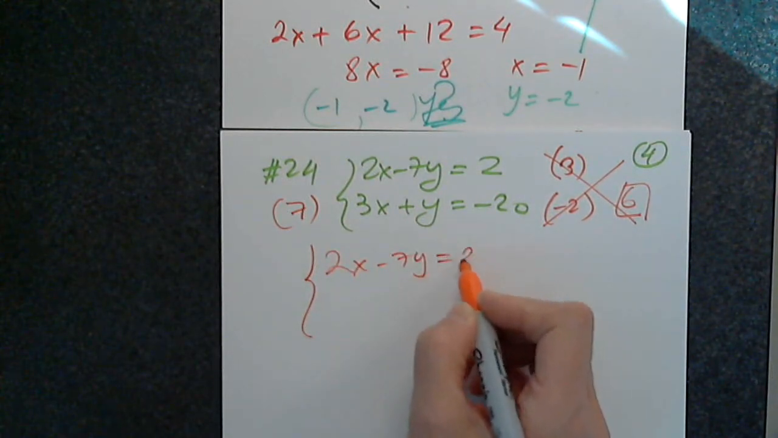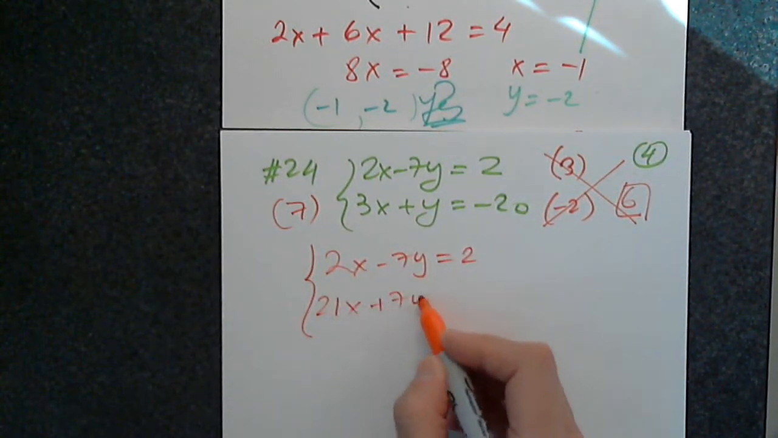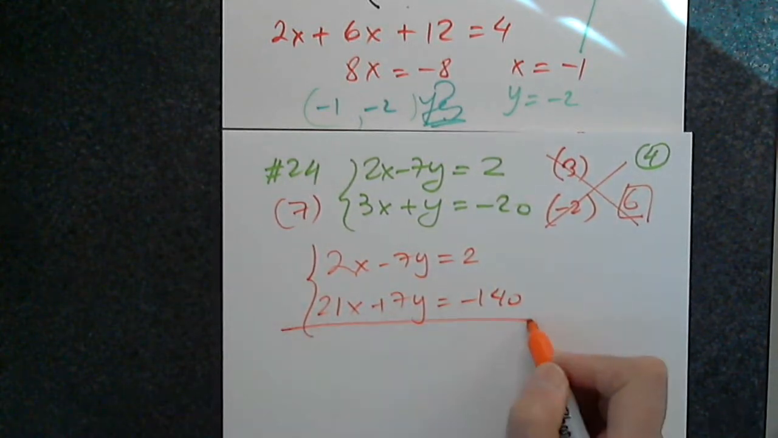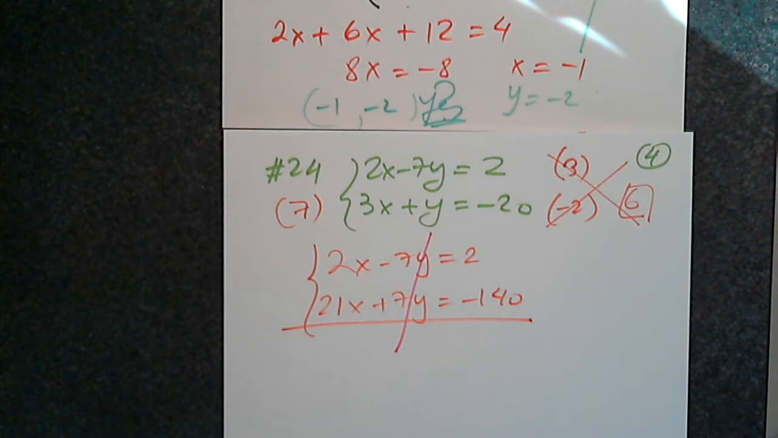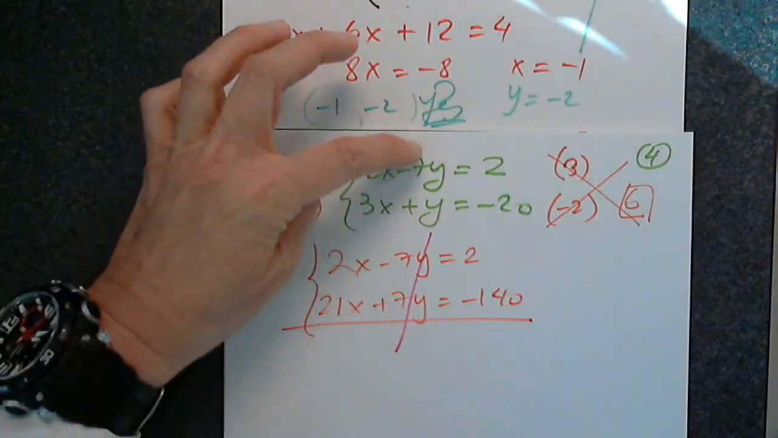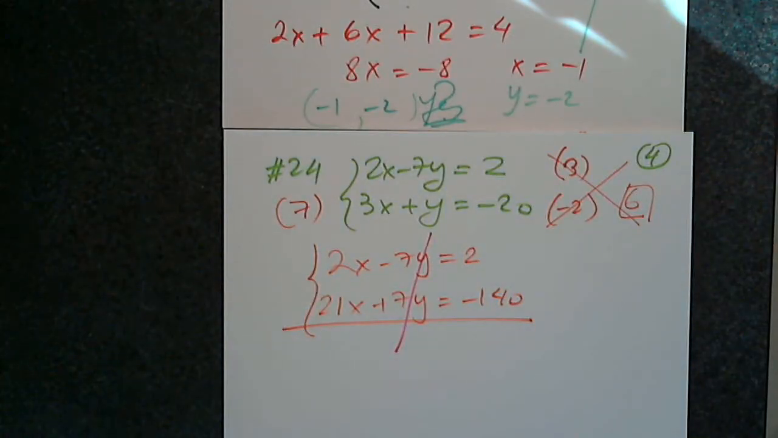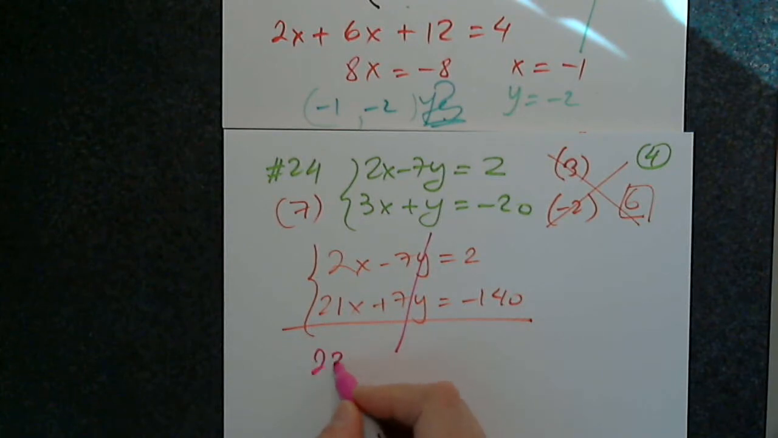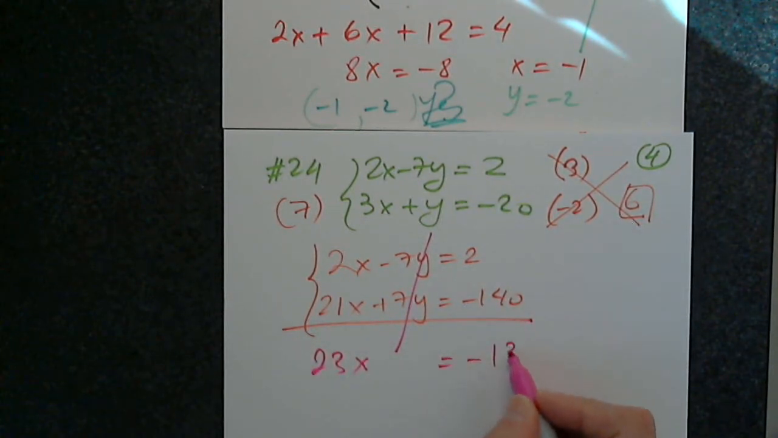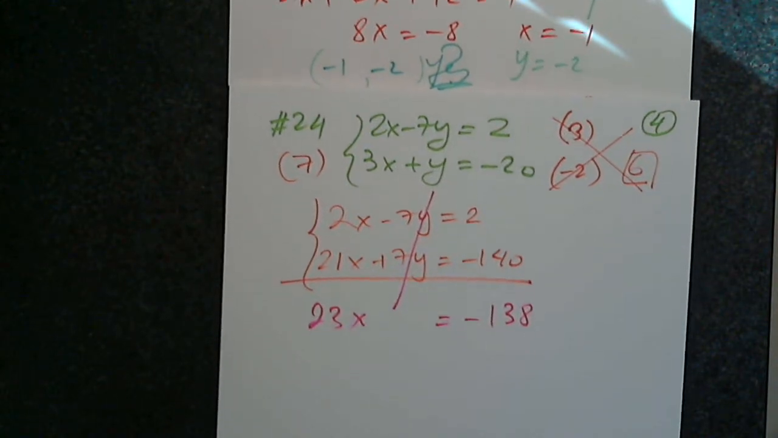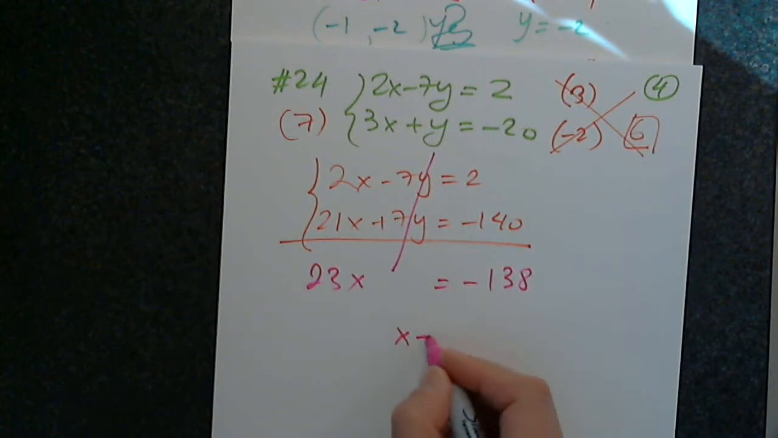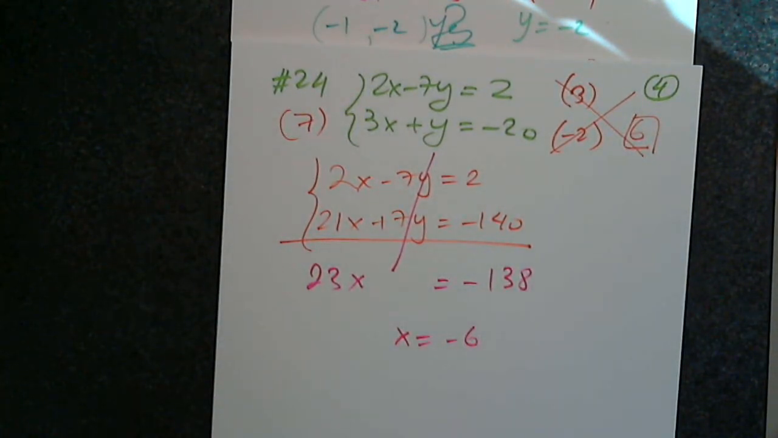2x minus 7y equals 2. 21x plus 7y equals negative 140. And now we are allowed to add them. When I add them, as you see, the terms with y go away. Why? Because we chose that number to be 7, so that negative 7y plus 7y is 0. So the left-hand side is 23x, and the right-hand side is negative 138. We divide both sides by 23, so we get x, is it? Negative 6. Very good.